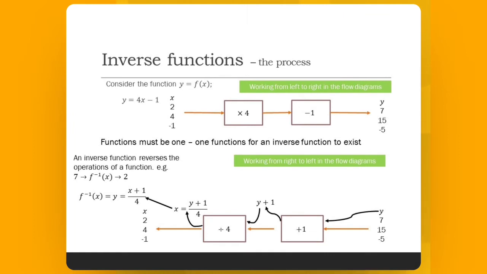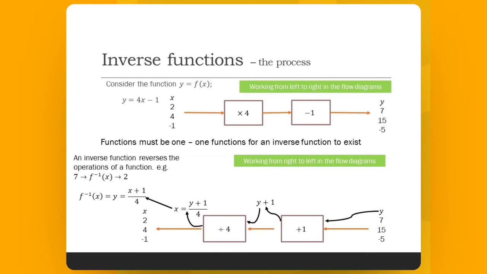The inverse function process. Consider y equals 4x minus 1. This function takes the input x, multiplies it by 4, and then takes away 1 to give y. So if the input is 2, we times by 4 to get 8, take away 1, and the answer is 7. When the input is 4, we times by 4 to get 16, take away 1, that's 15, and so on. And the process is worked from left to right.